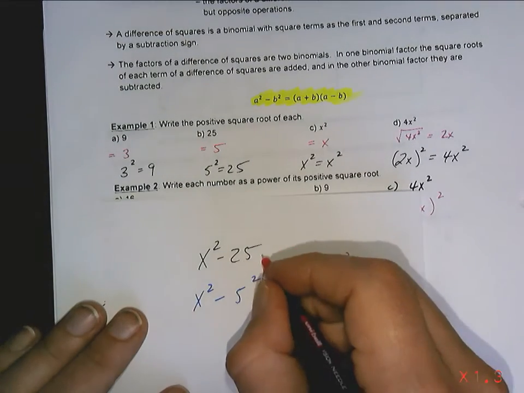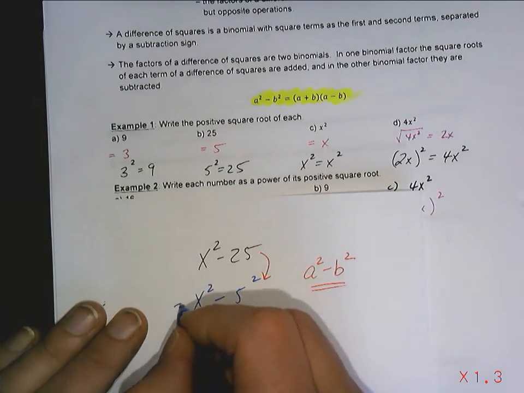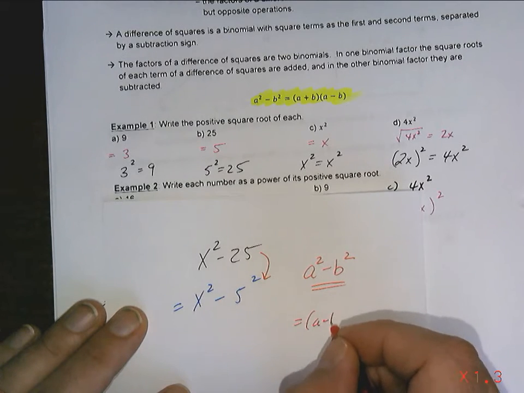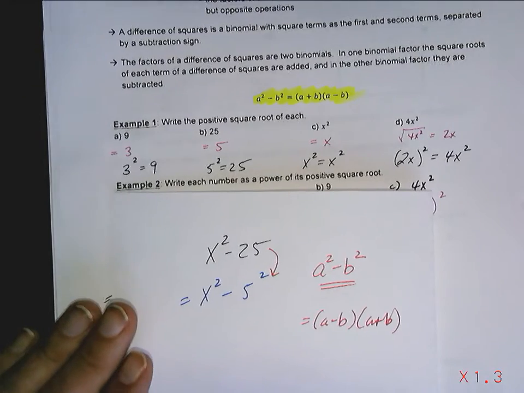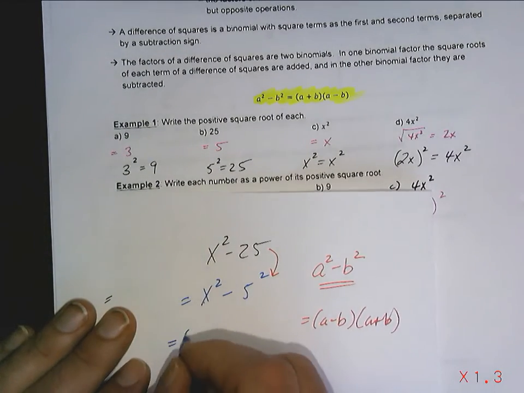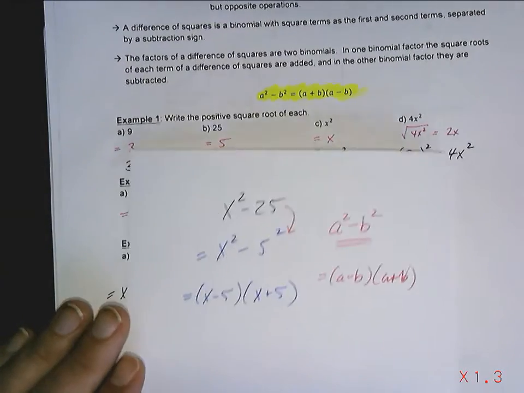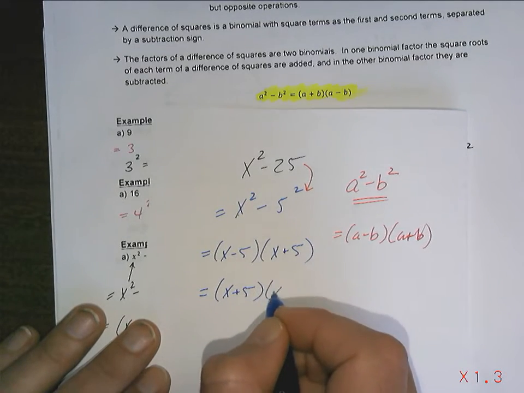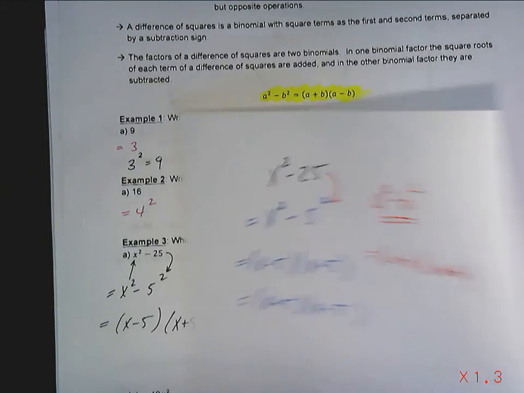So 25, I know, is 5 squared. Now that I've written it in that term, I know that this is equal to a minus b, a plus b. How do I know that? Because I just taught it to you. So this is your a, this is your b, so you end up with x minus 5, x plus 5. And before anybody asks me, yes, that's exactly the same as writing it like that. The order of multiplication does not matter.